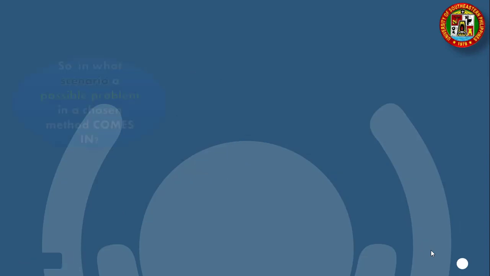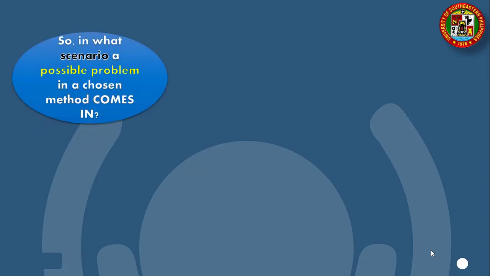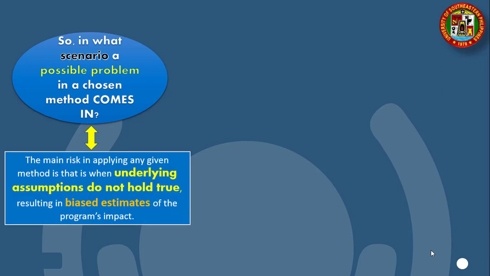Okay, let's proceed now to our main topic. In what scenario does a possible problem in a chosen method come in? The main risk in applying any given method is when the underlying assumptions do not hold true, resulting in biased estimates of the program's impact.